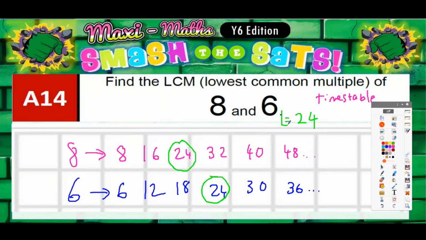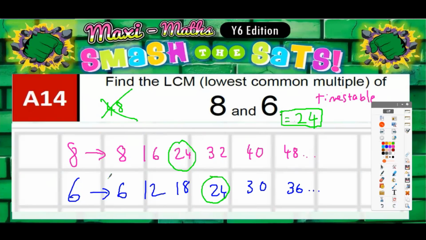Some people think that all you have to do is times the two numbers together, which in this case, 8 times 6 would give 48. And actually, that sometimes does give you the lowest common multiple, but not always. So you can't really rely on that method of just timesing them together. It's just more luck if it does actually give you the lowest common multiple. As you can see with 8s and 6s, it isn't 48, it's 24. So be careful of using that method.